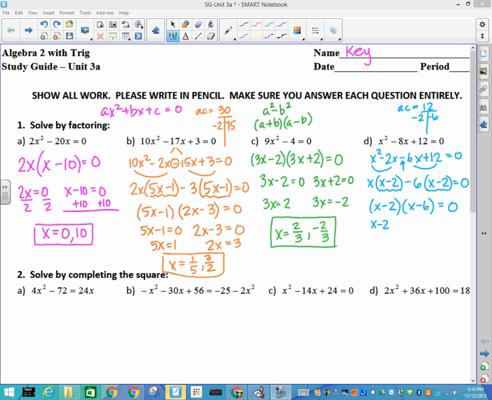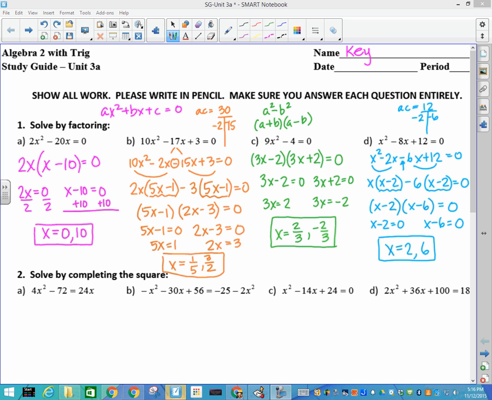Again, set each factor equal to 0. X minus 2 equals 0, and x minus 6 equals 0. So this tells me x equals 2 because I add 2, and then x equals 6 because I add 6.